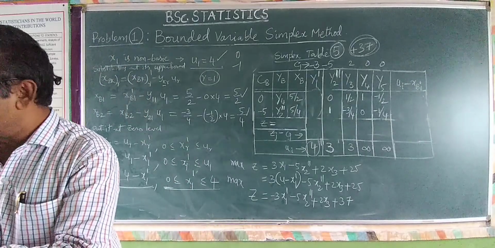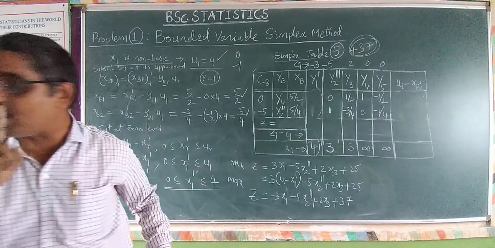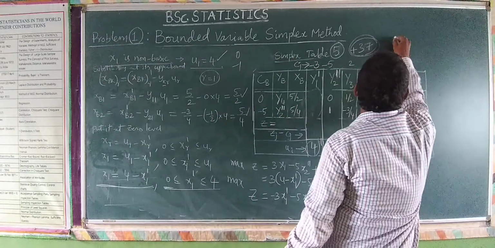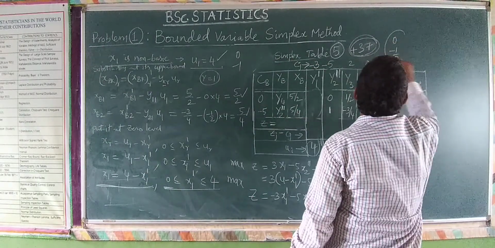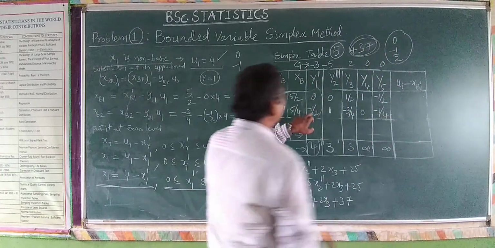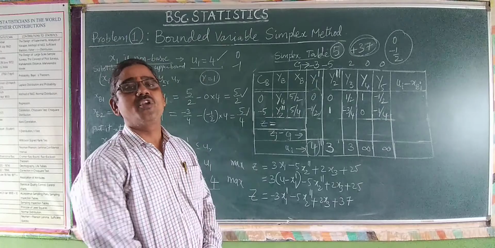The previous table, simplex table 4, has 0 and minus 1 by 2. These two values, we must follow the previous table. It is 0 and minus 1 by 2. I write here 0 and minus 1 by 2. These are the values we previously had.